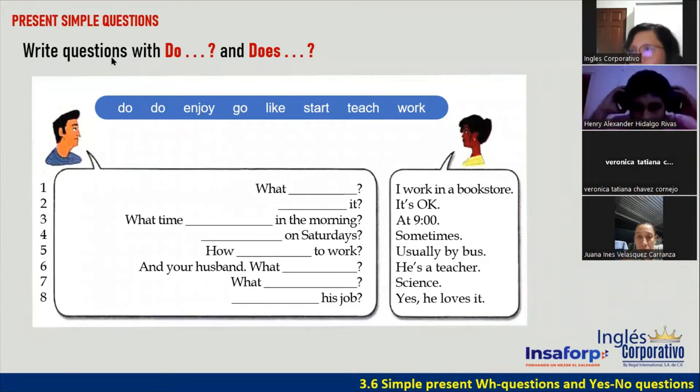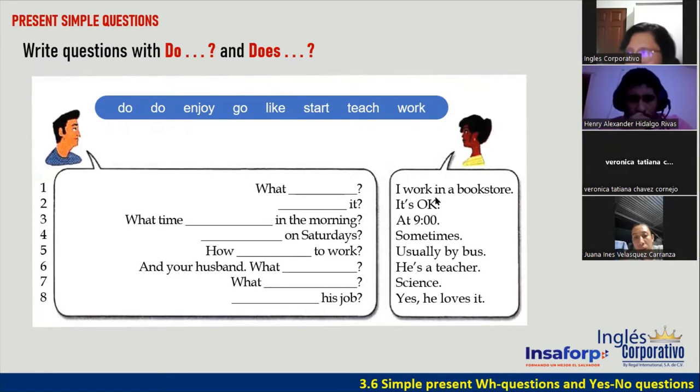Now, it says, write questions with do, right? Ese también lo hicieron conmigo, ¿verdad? Solamente lo voy a hacer como demostrativo porque ya lo armaron conmigo también en la unidad anterior. Entonces, you are going to write questions, ¿verdad? Y prácticamente iban a usar los elementos que ustedes tienen en pantalla. So, as you can see, most of them, casi todas las preguntas serán WH questions. Entonces, ¿por qué sabe, teacher, que casi todas son WH questions?